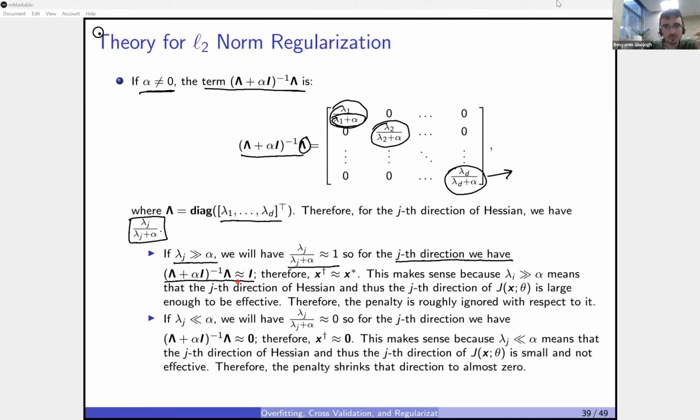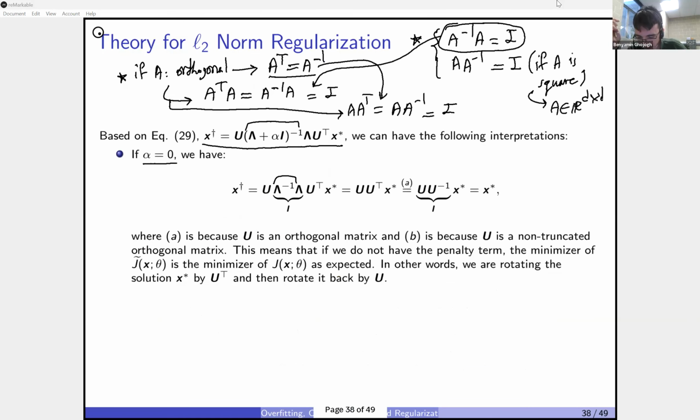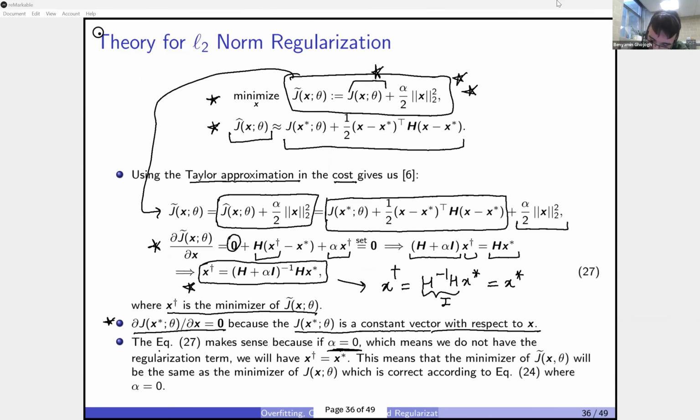Lambda plus alpha I inverse lambda becomes the identity matrix for that direction. Therefore, x dagger is almost the same as x star for that direction. We have d directions, d diagonal elements, because x is d-dimensional. So the solutions of J and J tilde will be almost the same. Recall that x star was the solution of J, and x dagger was the solution of J tilde.